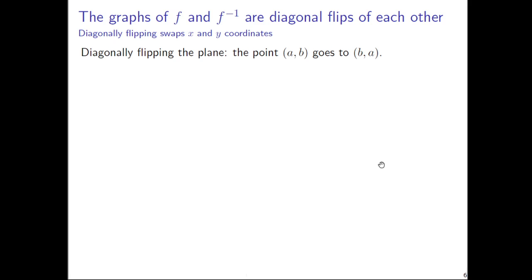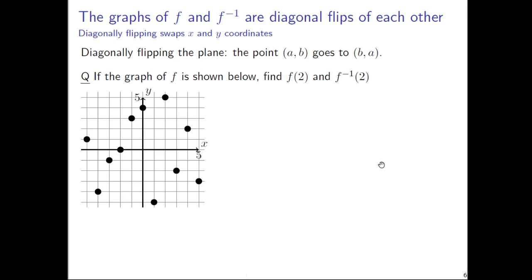Now, diagonally flipping, again, the point (a, b) goes to (b, a), and so let's answer the following two questions. Let's say down here is the graph of f. We'll find f(2) and f inverse of 2. For f(2), we're looking for a point in this picture where the x coordinate is 2. There should only be one place where that occurs, because of the vertical line test, and that's right here. When you draw a vertical line, the only place where the x coordinate is 2 is this point right there. And so f(2) is equal to 5 because of the point (2, 5) on the graph.